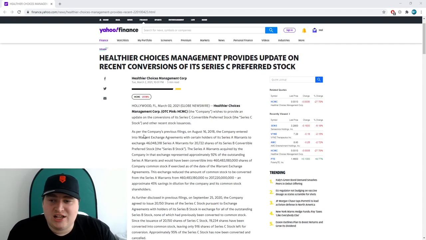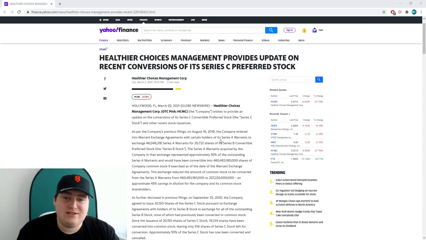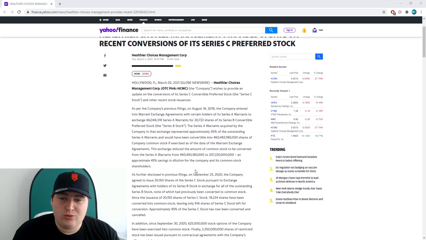So, as per the company's previous filings on August the 6th, 2018, the company entered into warrant exchange agreements with certain holders of its Series A warrants to exchange 46 million Series A warrants for 20,000 shares of its Series B convertible preferred stock. The Series A warrants acquired by the company in that exchange represented approximately 92% of the outstanding Series A warrants and would have been convertible into 460 billion shares of the company's common stock if exercised as of the date of the warrant exchange agreements.